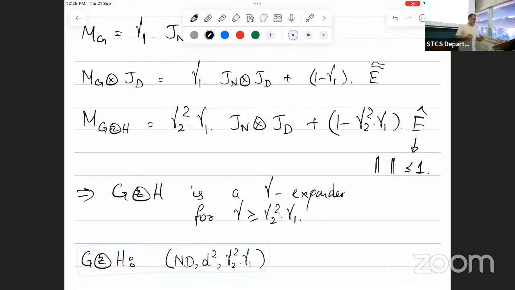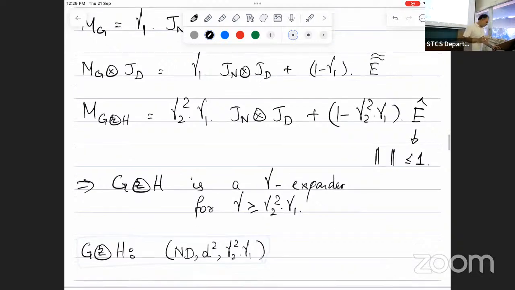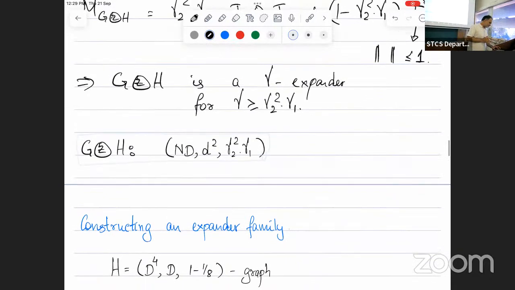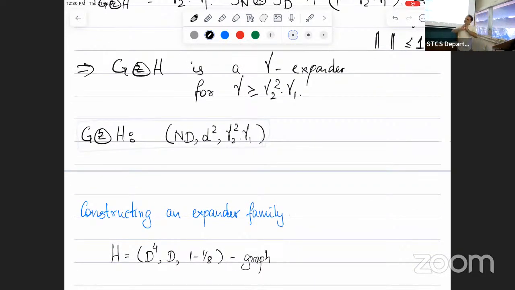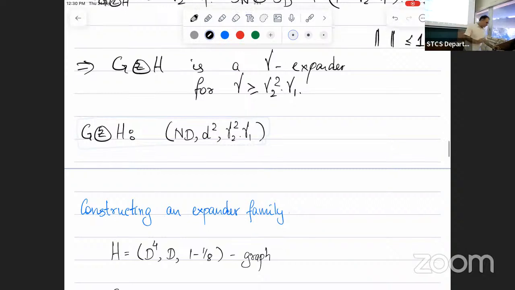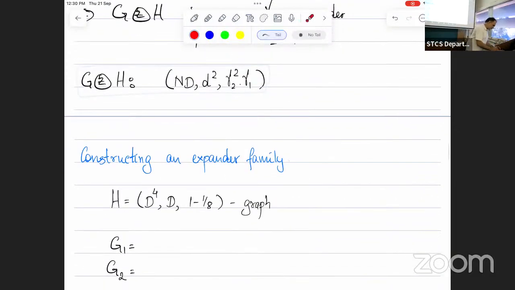So in the next about 15 minutes or so, what I plan to do is to tell you how to construct an expander family using these 3 steps: powering, tensoring, and zigzag. You start off with some simple expander, and in fact, I'm going to start off with an expander that has this property. You will rightly say, where am I going to find this? But I will answer this question toward the end.